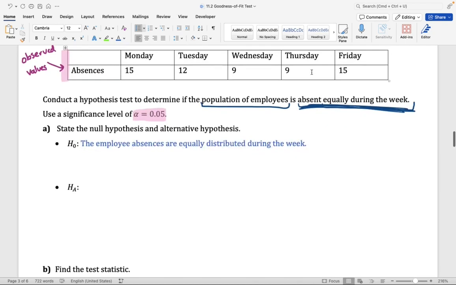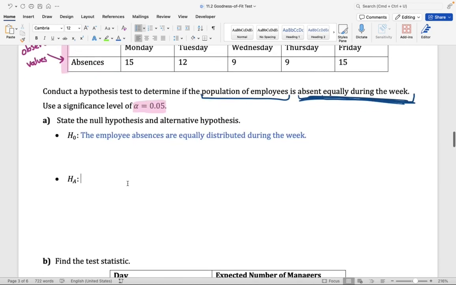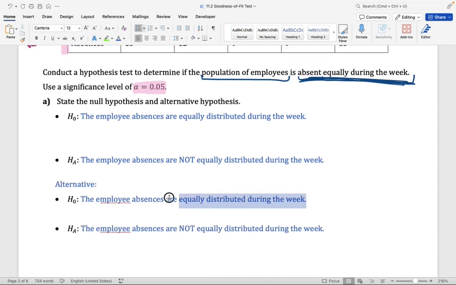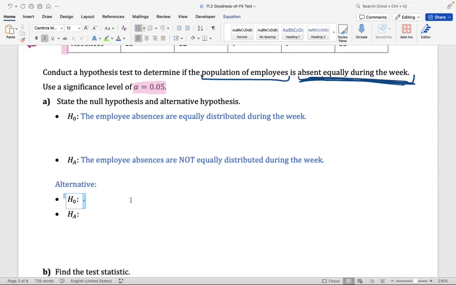Now, the alternative hypothesis would be that the employee absences are not equally distributed during the week. So let me just copy the sentence that we have here above, and I'm just going to add the word not, meaning they are not equally distributed during the week. Now, you don't have to always write the hypothesis using words. You can also use mathematical symbols. So let me give you an alternative. I'm going to go ahead and write this using statistical notation.